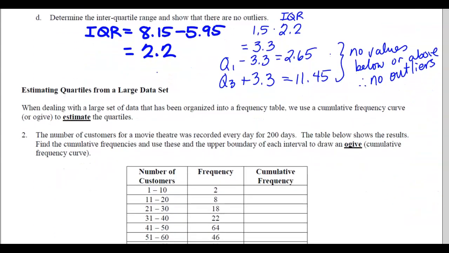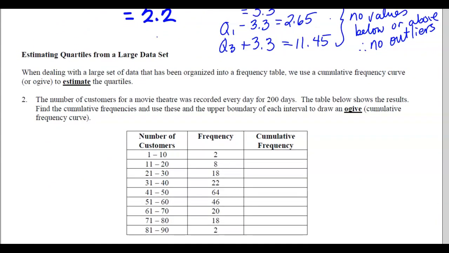Okay, so what happens if we have a chart with intervals? We don't have all the exact values, because the more values you have, it's going to be really onerous to have them all as separate values. And so if we want trends in the data, we can group them together like we talked about last week. So estimating quartiles, we can't get the exact when we have intervals, but we can certainly estimate them.